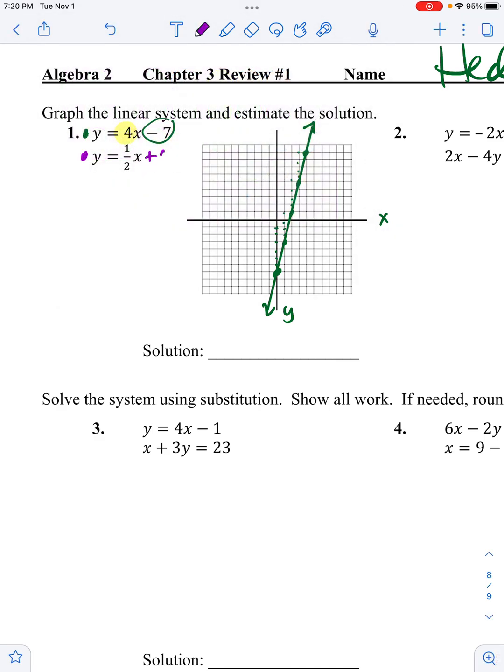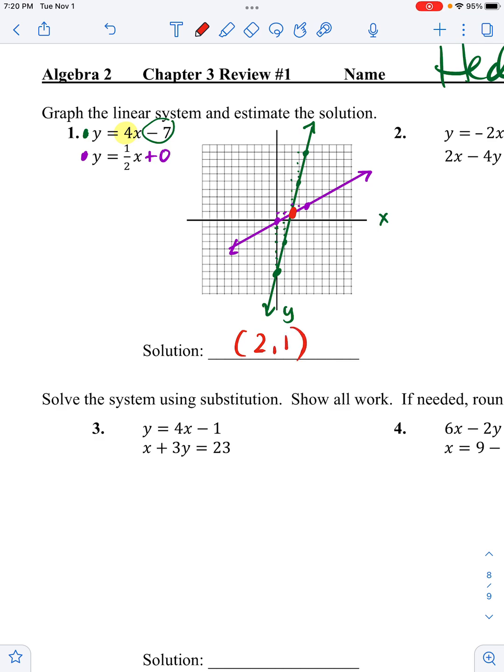This is like having a plus 0 at the end. So it's going to start here, go up 1 over 2. Oh, bingo, up 1 over 2. So I already can see where they cross, even though my line's kind of terrible. And so they cross right here. Appears to be at 2, 1.